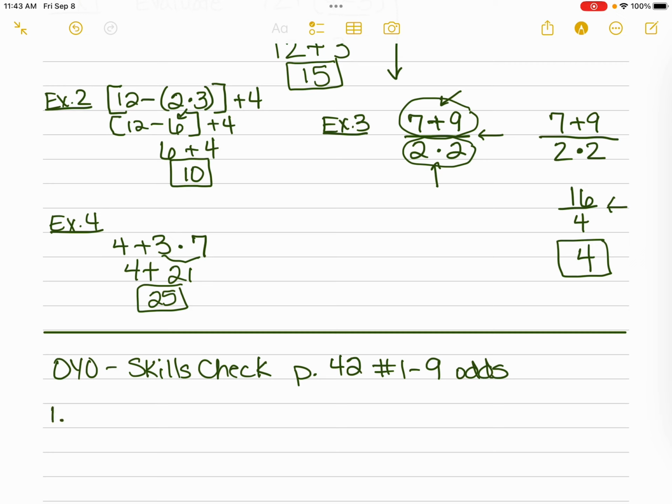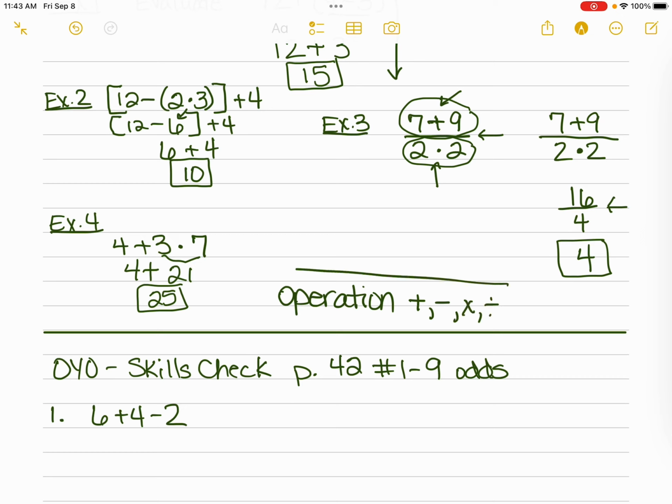So number 1 says 6 plus 4 minus 2. In the question, the instructions say, write which operation should be performed first. Well, that word operation, I'm going to put it up here. We already talked about it in class before, but it means plus, minus, multiply, or divide. Those are the operations in math. So they're saying, which one of these am I going to do first?